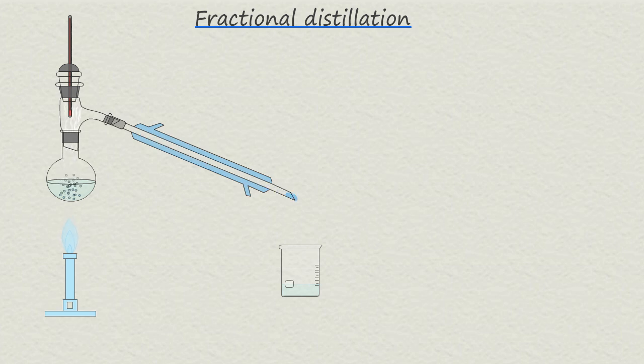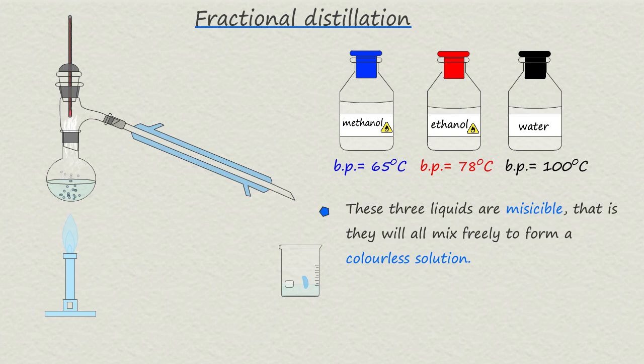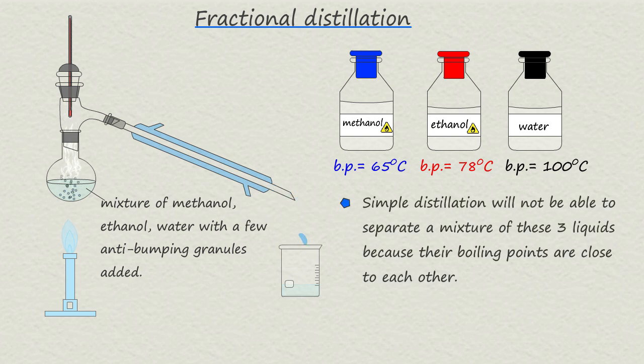Simple distillation was good at separating a mixture of salt from water. However, simple distillation does have limitations. For example, consider the three liquids methanol, ethanol and water. Now, these three liquids are all miscible, that is, they will all mix freely to form a colourless solution containing a mixture of the three liquids. Now, if we try to separate these three liquids using simple distillation, it will most likely not be possible because the boiling points of the liquids are all fairly close to each other.